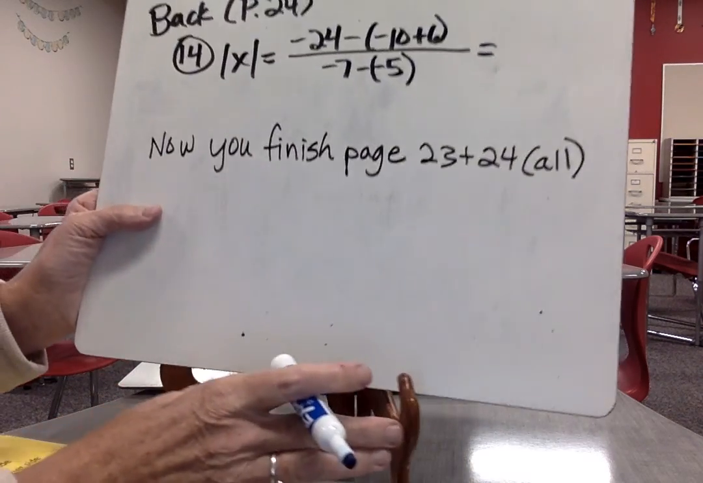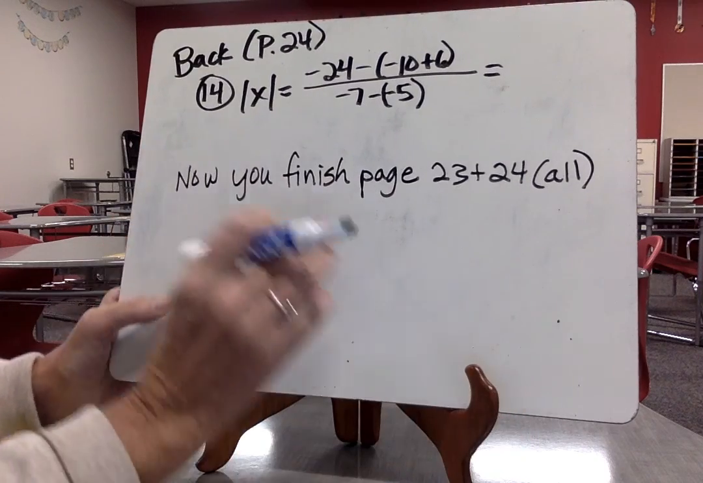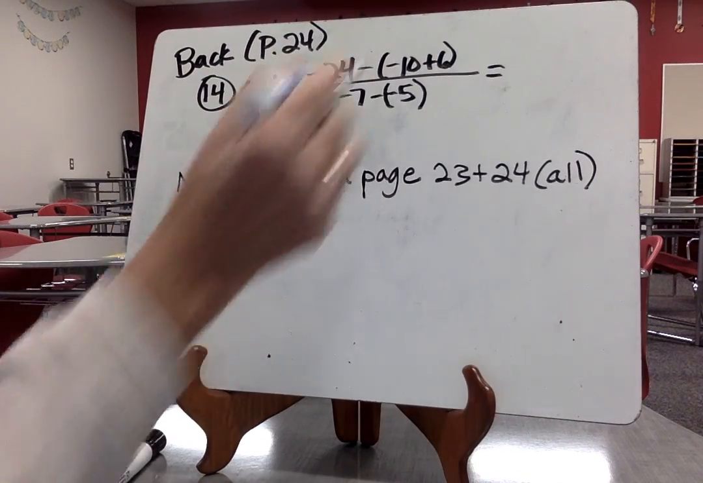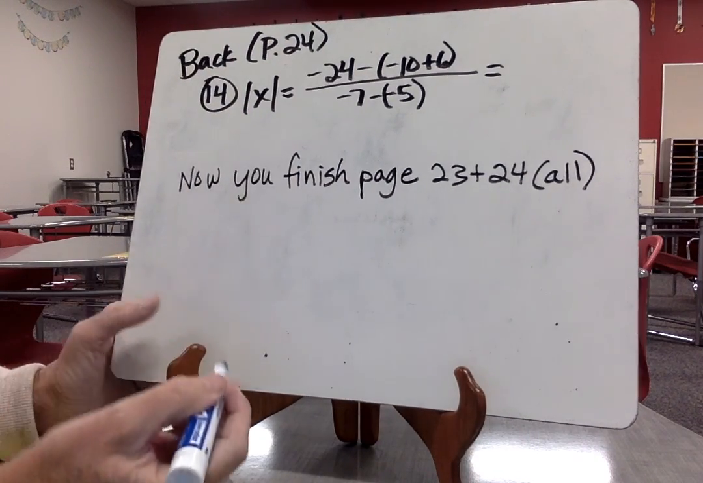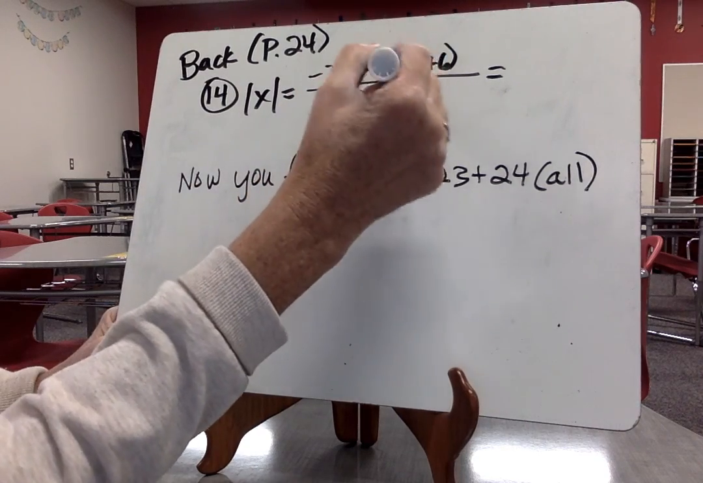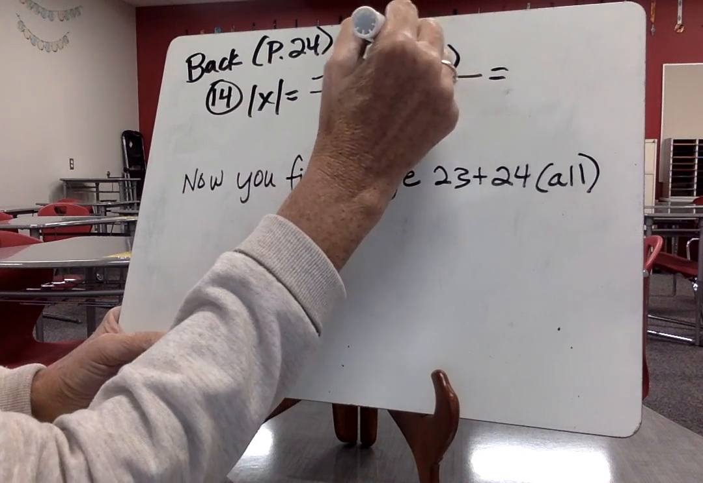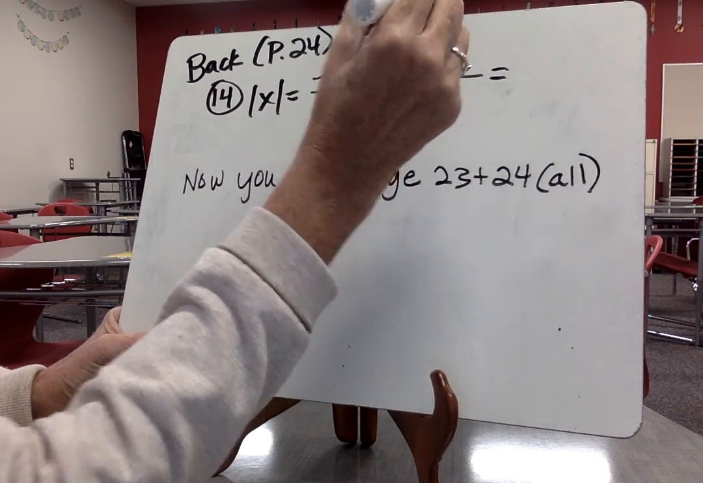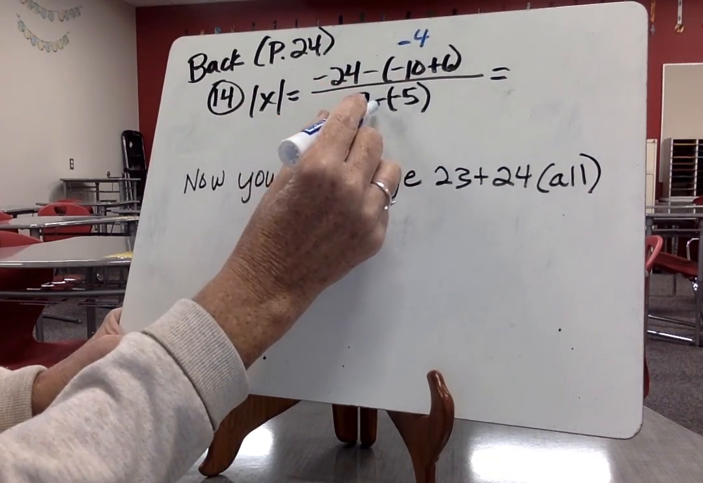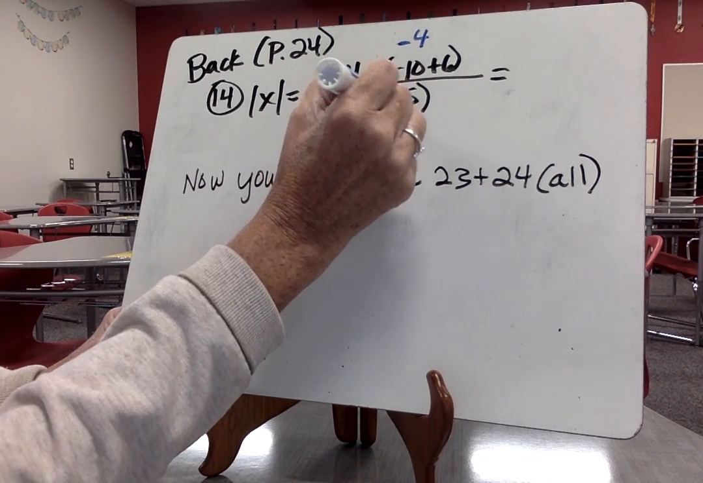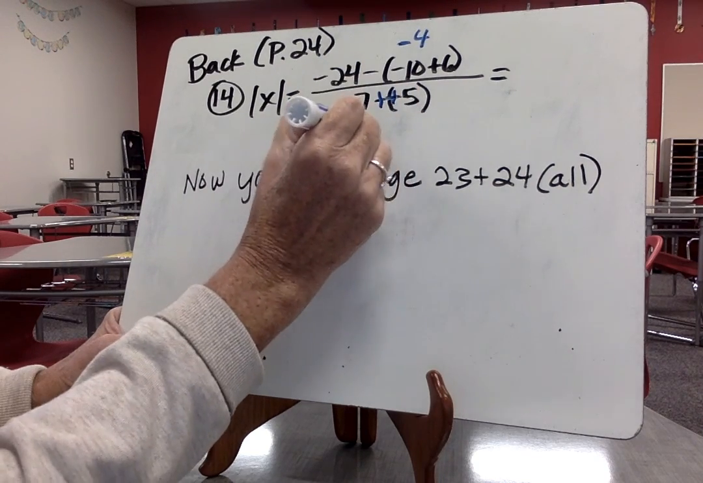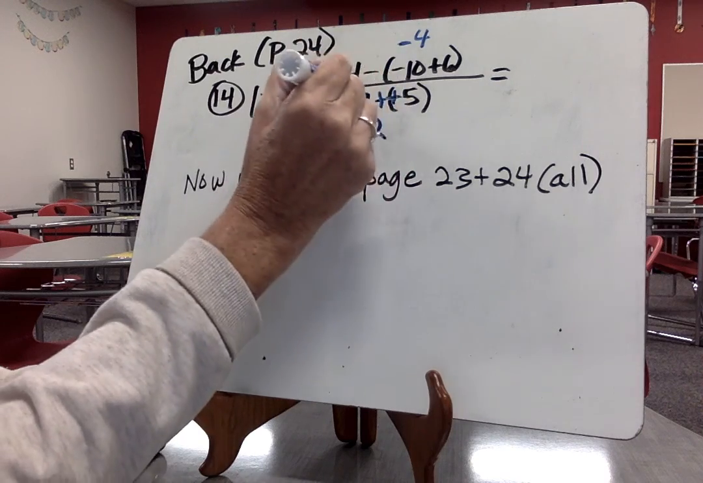This one's on the back, I guess. 8 was still on the front. So absolute value equals all this. I don't know if it's positive or negative, but let's find out, okay? So we do parentheses first for order of operations. Negative 10 plus 6 is negative 4. Okay, negative 7 minus a negative 5 becomes plus positive 5, so that's negative 2 on the bottom.